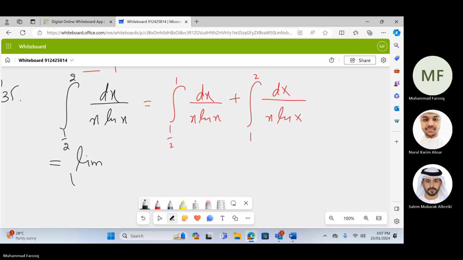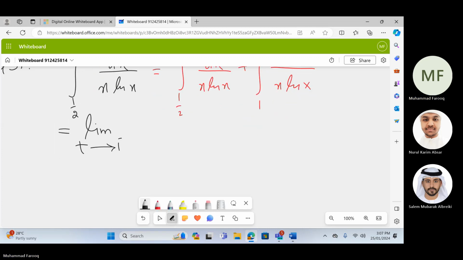Limit t approaches one, but from which side? Left side, because from half to one, all values are less than one. But this one is from the right side, from one to 2. Just wait, let me finish this one, please.